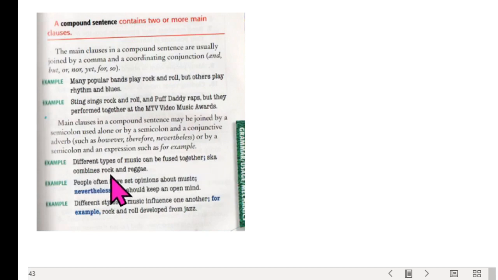Ska combines rock and reggae. You see? So you have a semicolon, but you have ska, which is a subject, and different types of music, which is another subject. You need two subjects to make it a complete sentence. And if you have two subjects at the beginning, you can have a compound subject. Having two nouns, two names, or two pronouns doesn't mean that they are two subjects. They are one compound subject if you have two or more together.